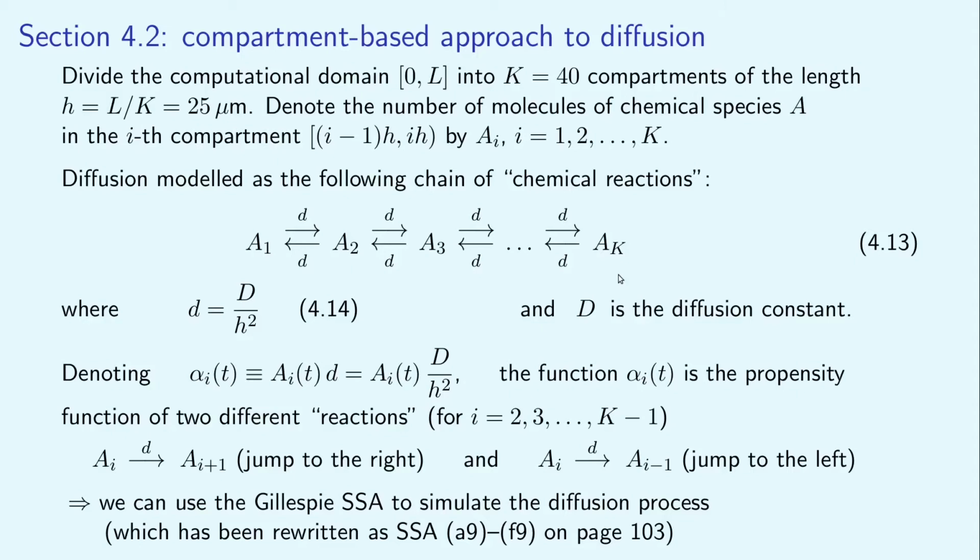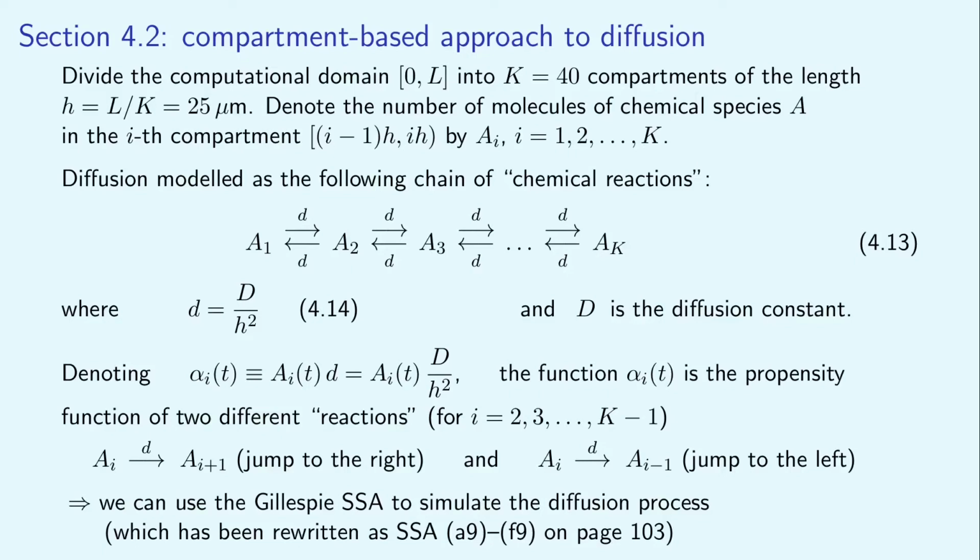Here we have K-1 reactions corresponding to jumps to the left and K-1 reactions corresponding to jumps to the right. This formulation implicitly implements the no-flux boundary conditions which we have in our model. There is no way to jump outside of the first compartment to the left or outside from the last compartment to the right. So the reflective boundary conditions have already been implemented in this diffusion model, and we do not need to worry about them.